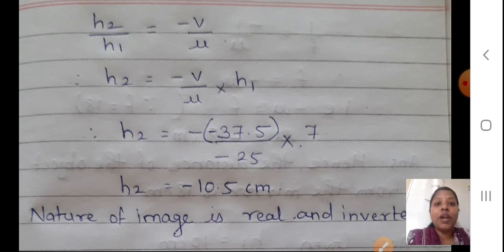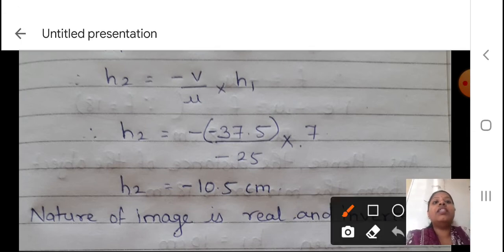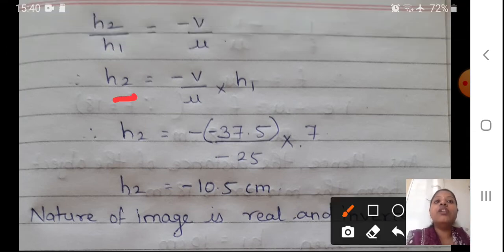H2 upon H1 is equal to minus v upon u. In magnification you have studied this formula, students. Now we have to find the H2 value, right? So what we have done, this H1 will go and multiply this side. So see, students, you have got minus v upon u into H1.